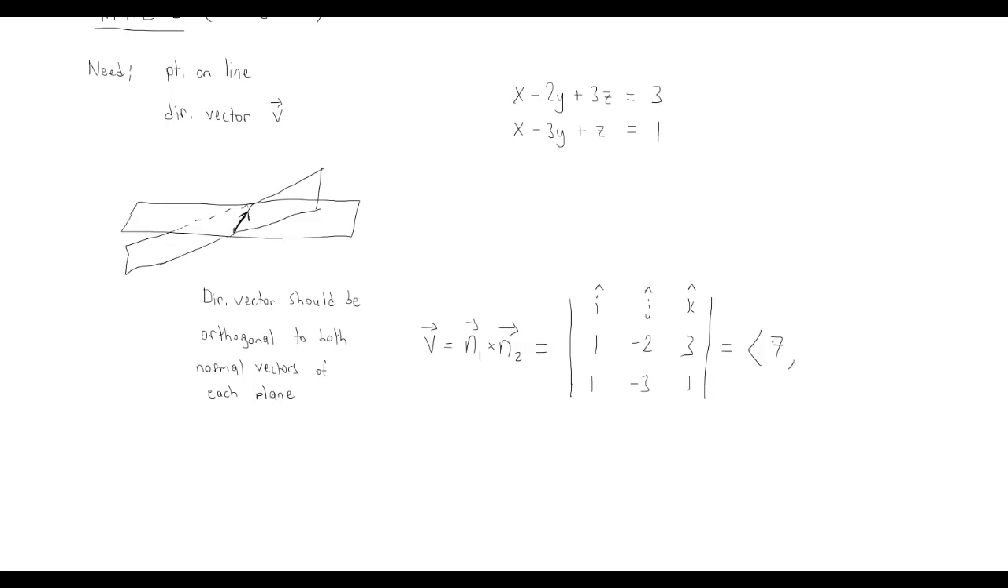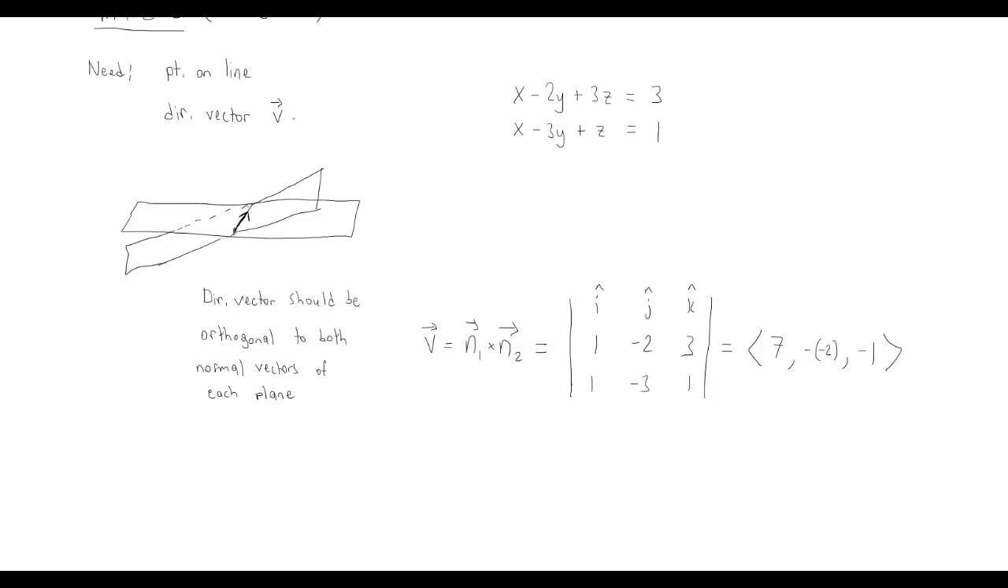Next, we're going to have negative 1 minus 3. Right, so that's minus a negative 2. And last, we have negative 3 minus negative 2, should be negative 1. Okay? Alright. So we have a direction vector for our line.